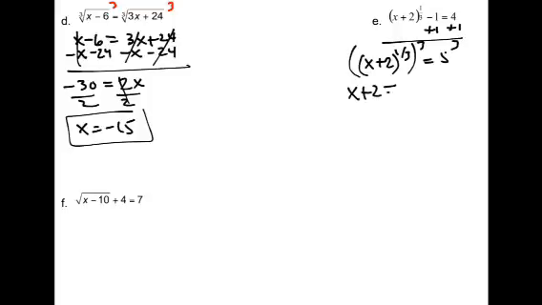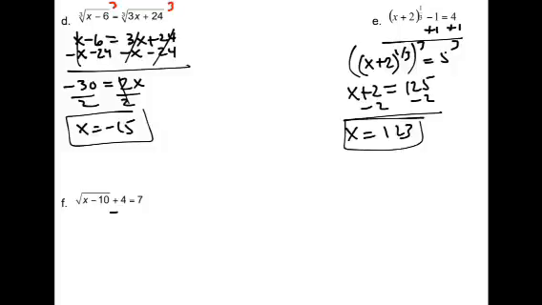And then for E, I'm going to first add the 1 to both sides. So that gives me x plus 2 to the 1/3 equals 5. And I'm going to raise both sides to the third power. That gives me x plus 2 equals 125. Subtract 2. X is 123.